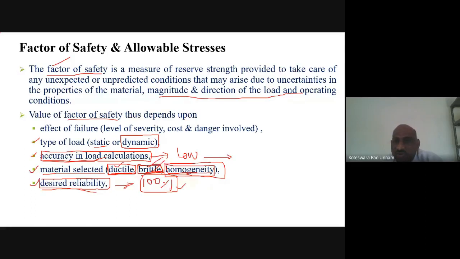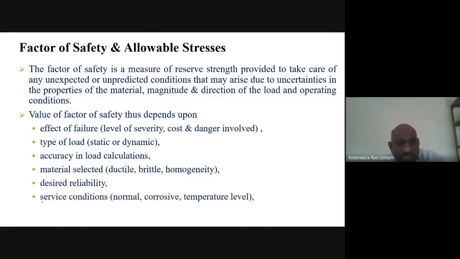So therefore, the design engineer always has to make a balance between reliability and the size or the factor of safety. You need to choose this factor of safety appropriately so that you can minimize the cost, and at the same time the component should have the desired reliability. Then the next one, service conditions.